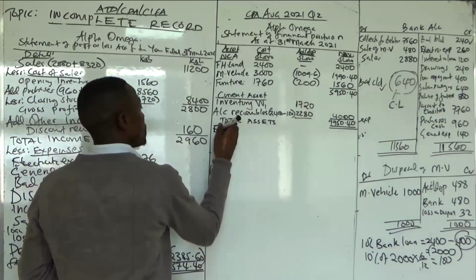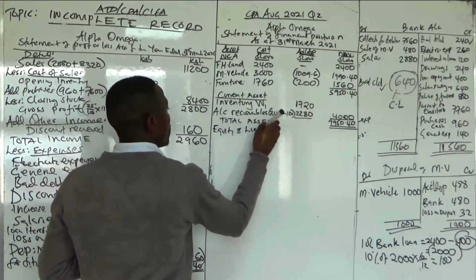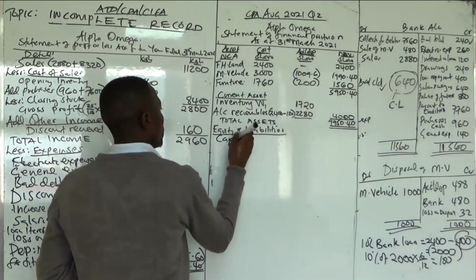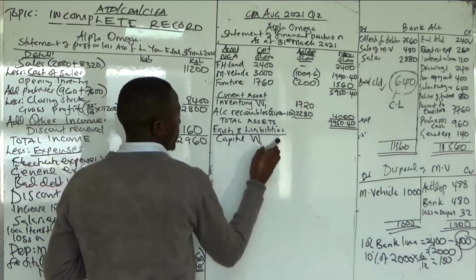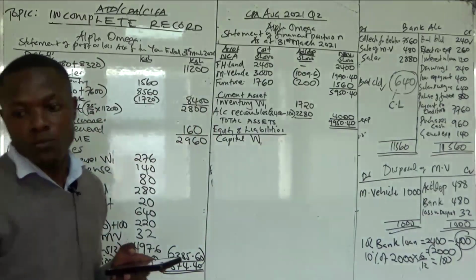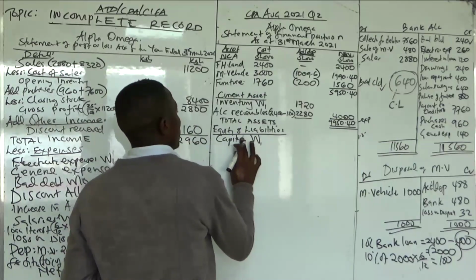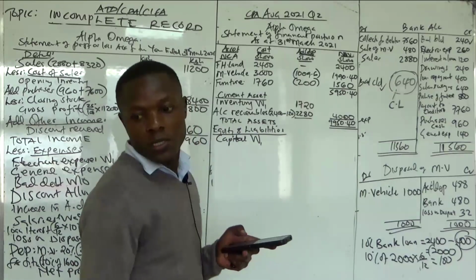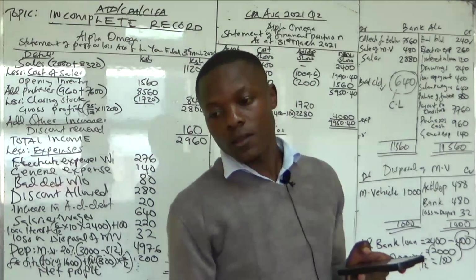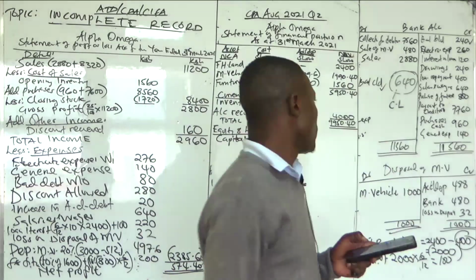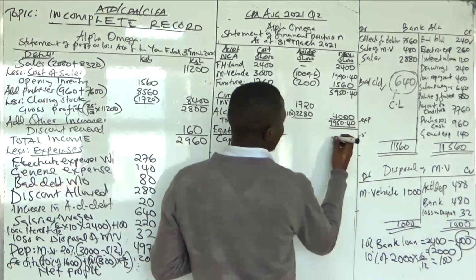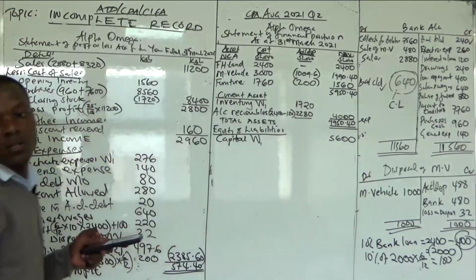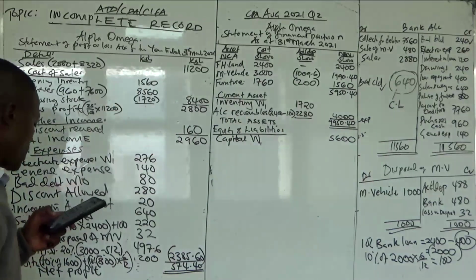Then equity and liabilities. In equity and liabilities we start with capital, which is a working. Which capital do you take there? The one we got from the statement of affairs. Very good. How much was that one? 5,600. Very good.